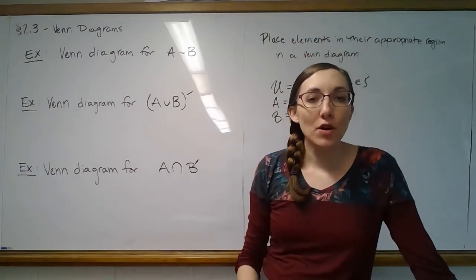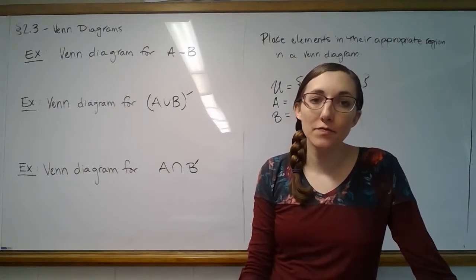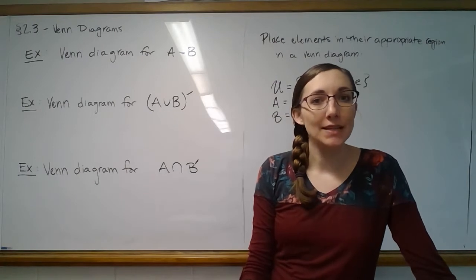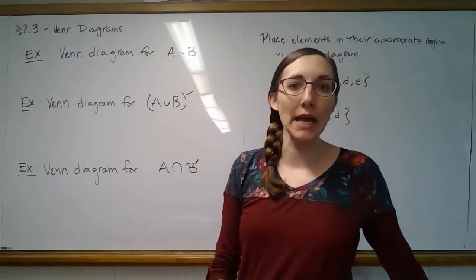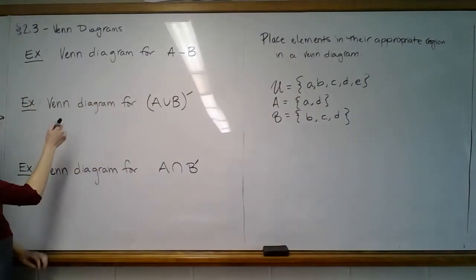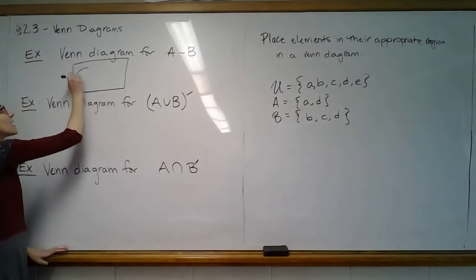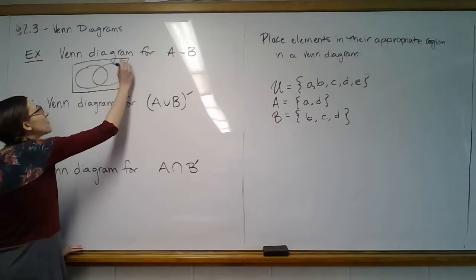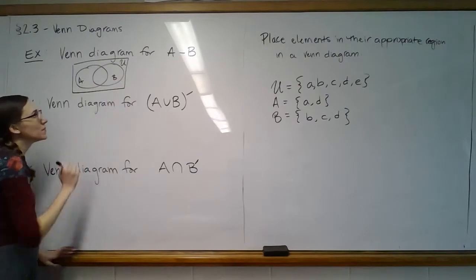All right, so you've noticed that we've seen some Venn diagrams for most of our common set operations, except we haven't done a difference yet. So let's try the Venn diagram for A minus B. Notice I just have two sets, so I could have two circles. My big rectangle is labeled U, one of them is labeled A, and one of them is B.